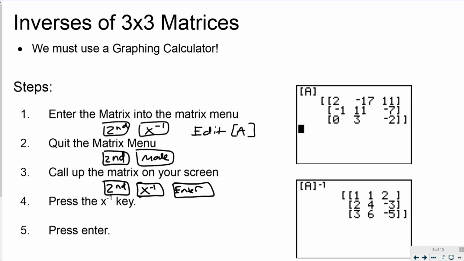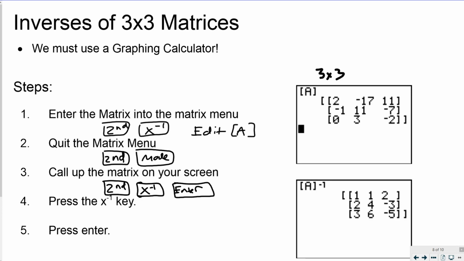So you're going to enter the matrix into the matrix menu by clicking second and then x to the -1. And then you're going to want to edit matrix A. You're going to go ahead and retell it the dimensions. So you do have to tell the calculator that you're going to be working with a 3x3. And then once you do, you can type in all 9 entries.